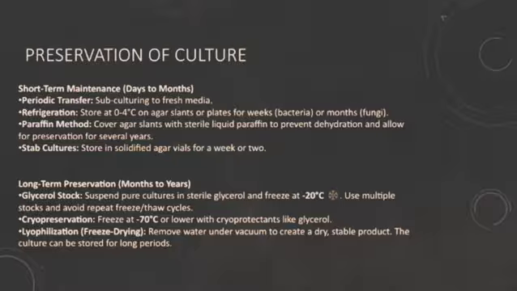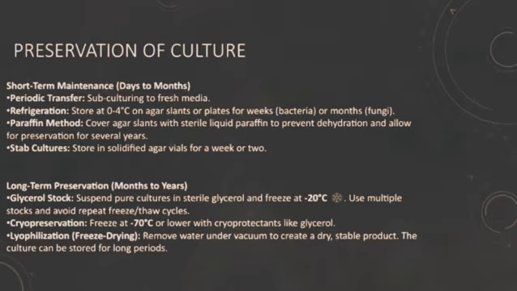And then long term preservation, which means months to years. These methods are for storing cultures for extended periods from months to many years. First, glycerol stocks. Pure cultures are suspended in sterile glycerol and frozen at minus 20 degrees Celsius. It's recommended to create multiple stocks and avoid repeated freeze-thaw cycles to maintain viability. Second, cryopreservation. This is the process of freezing cultures at very low temperatures, typically minus 70 degrees Celsius or colder, using cryoprotectants like glycerol to prevent cell damage.